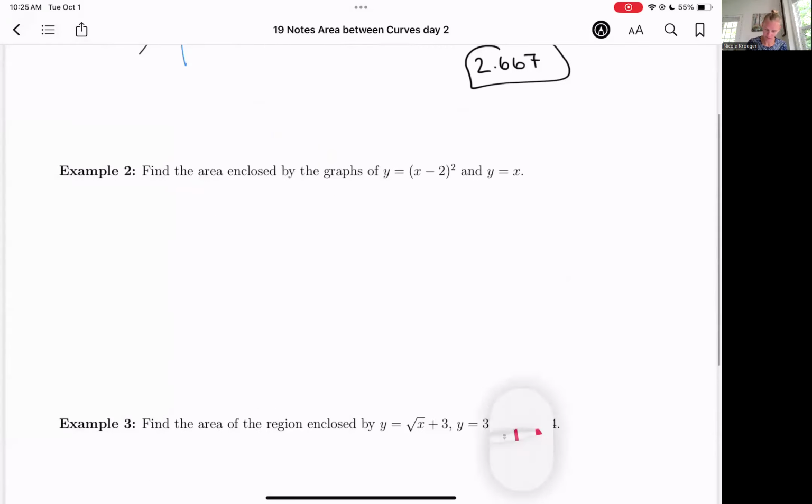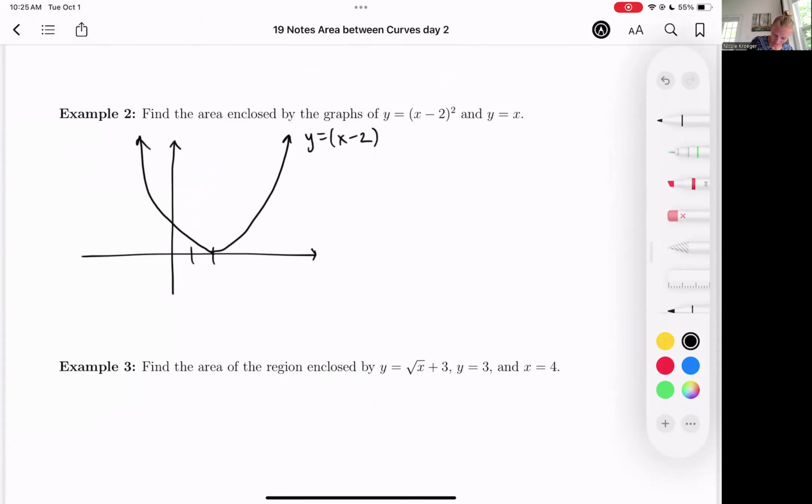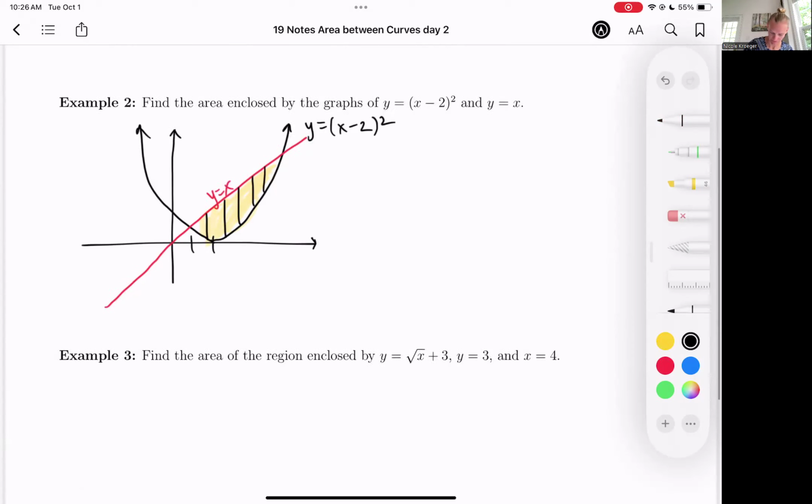Okay, so let's try the second one. So we have that first piece is a parabola. (x minus 2) squared is a parabola like this. And then y equals x is a straight line going through the origin. So we have something like this. So the region that we're looking at is this one here. If I draw vertical line segments, my top function is always the line and my bottom function is always the parabola. So we can do this integral in terms of x.